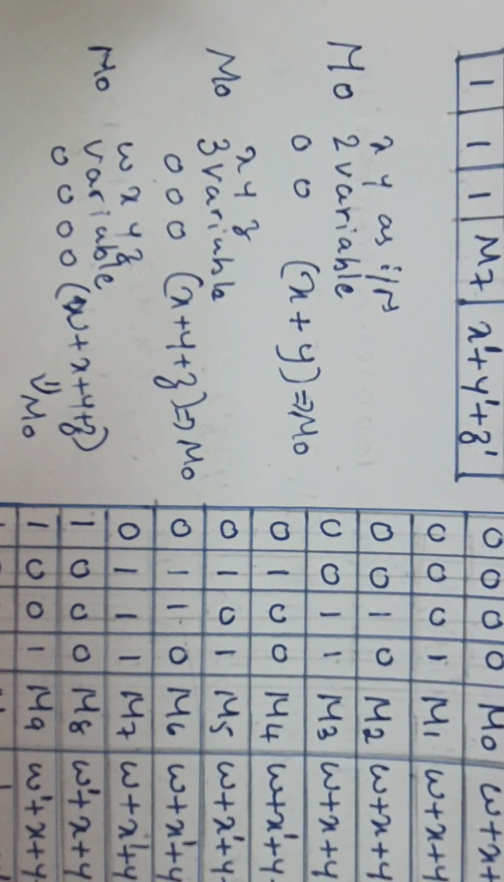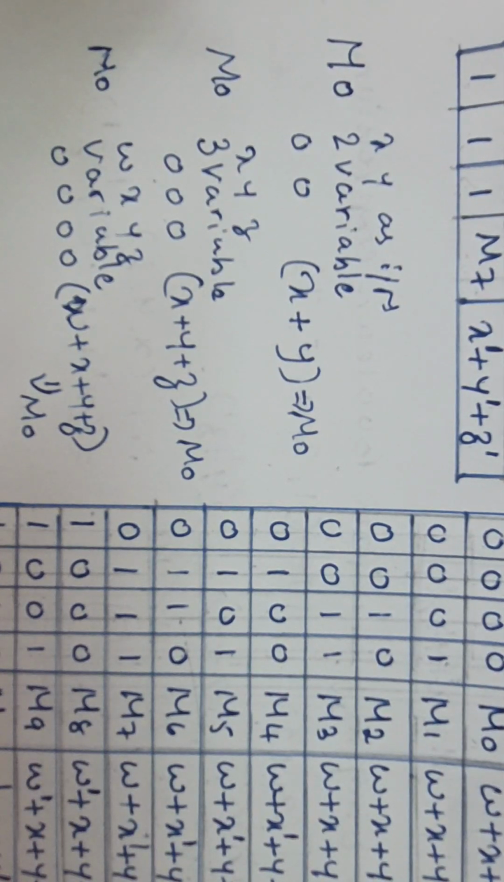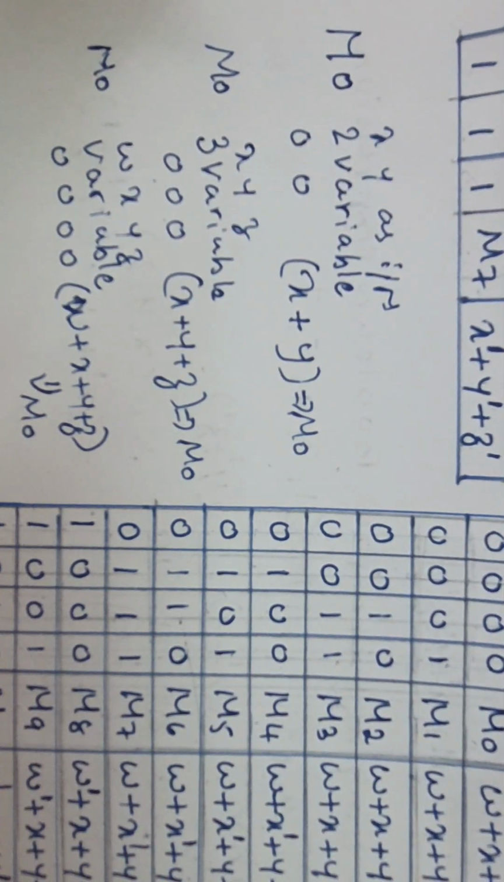No, because the possible max terms for a 3 variable system are 2 raised to 3, that is 0 to 7. 2 raised to 3 means 8, 0 to 7. So capital letter M0 to M7 we can have; M15 we cannot write in a 3 variable system.